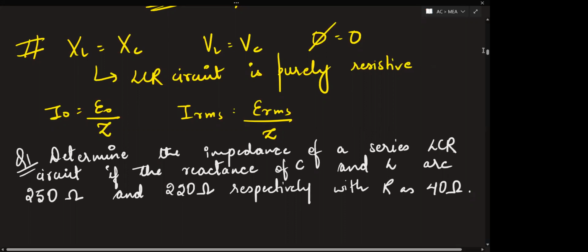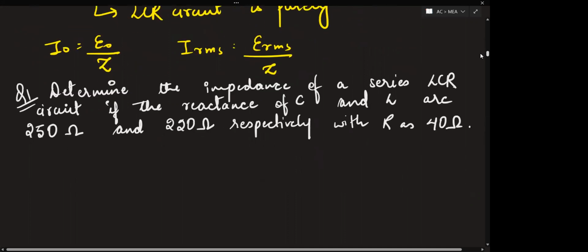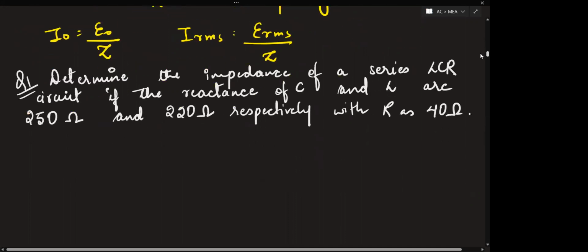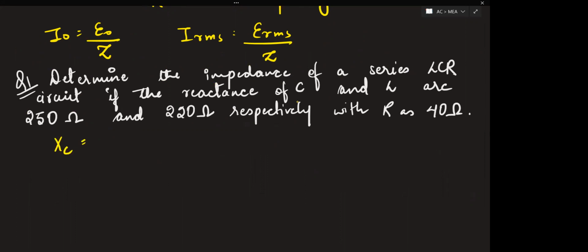See, for this question, you have to determine the impedance of a series LCR circuit. Reactance of C means capacitive reactance, which is 250 ohms. And reactance of L means inductive reactance of L. Both of these are mentioned. R is mentioned as 40 ohm.